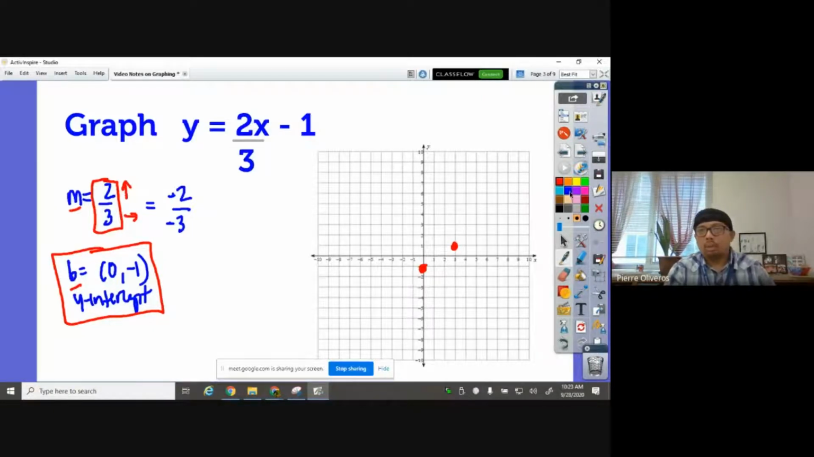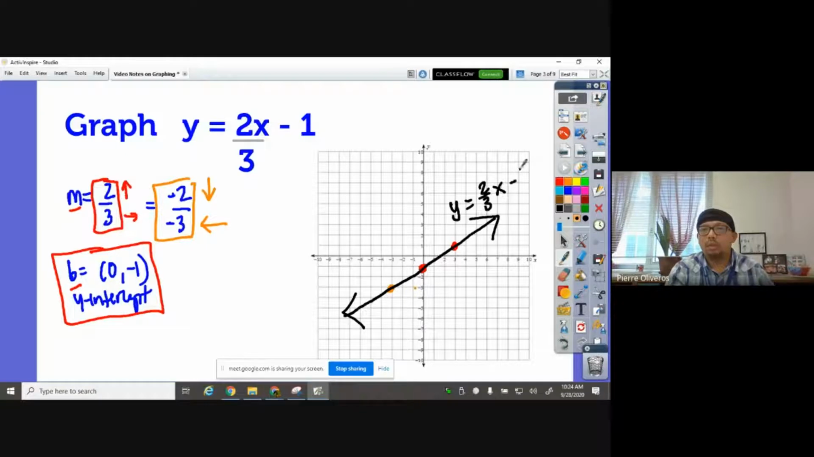Now what if we use the other one, negative 2 over negative 3? That means you're gonna go down and you're gonna go left. From this point here, I'm gonna go down by 2, 1, 2, and go left 3, 1, 2, 3. If you notice, if I connect those points, they still make a straight line. And don't forget your arrowheads. I'd like you to write the equation of your graph beside the line. Kaboom.